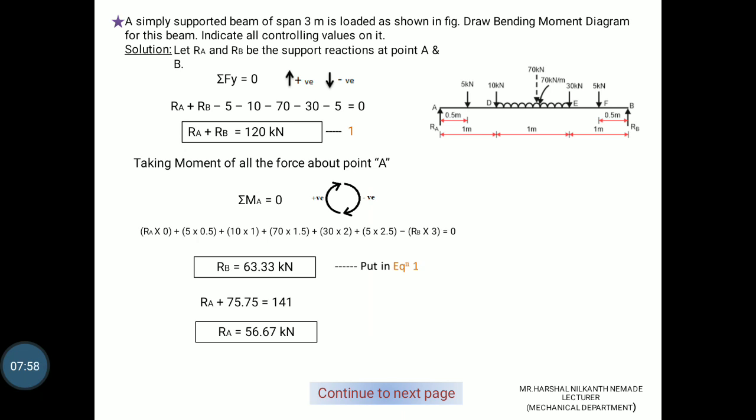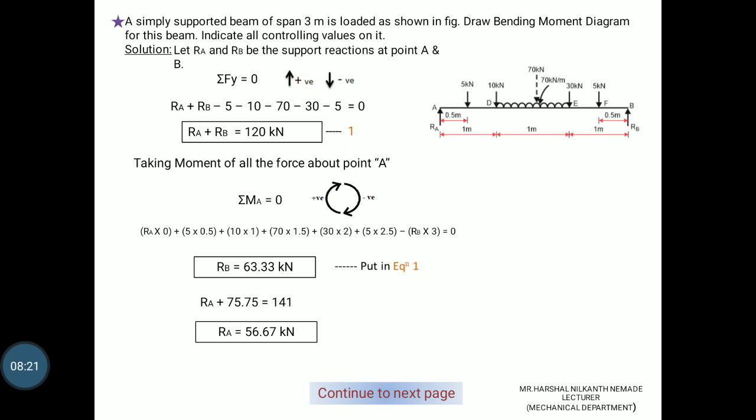A simply supported beam of span 3 meter is loaded as shown in figure. Draw a bending moment diagram for this beam, indicating all the control values. Okay, so the figure is there, 1 meter, total 3 meter span.